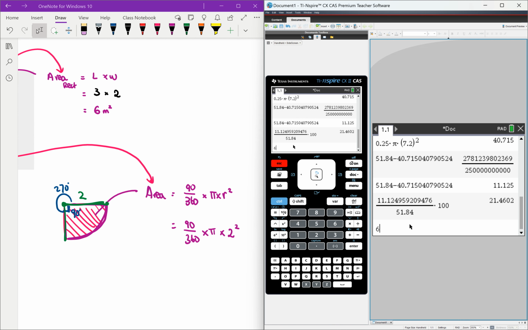Oh, that's weird. I'm just going to touch it. 6 plus, and then I'm going to add on.